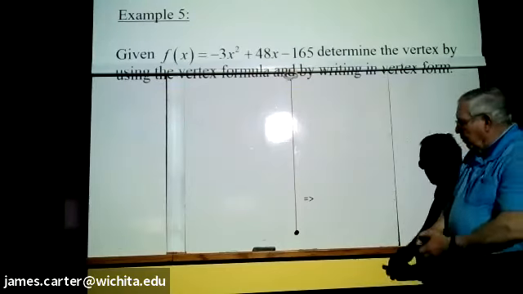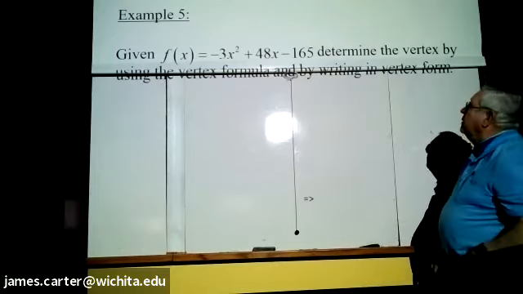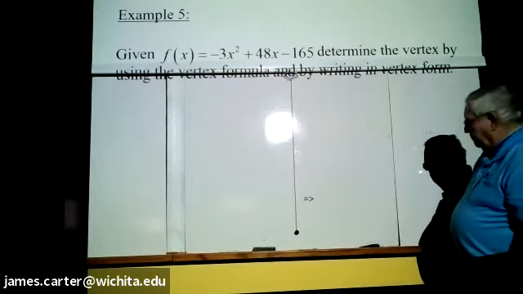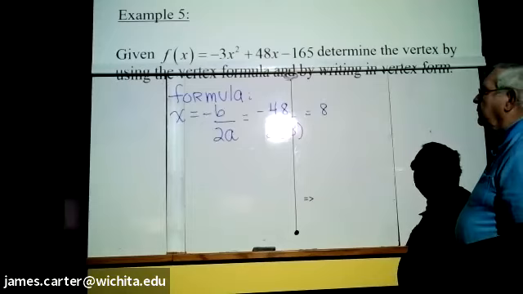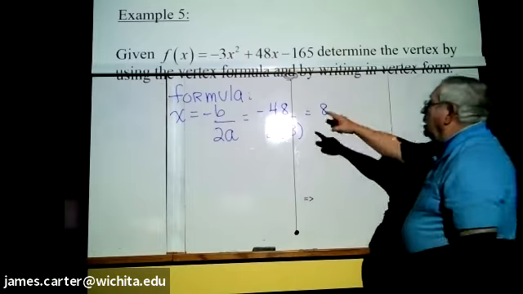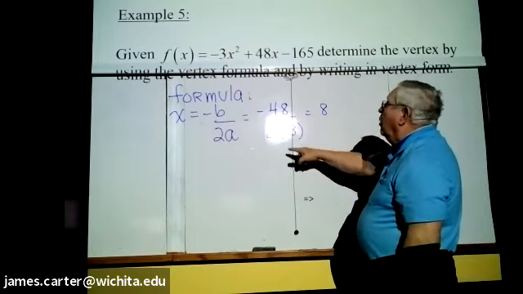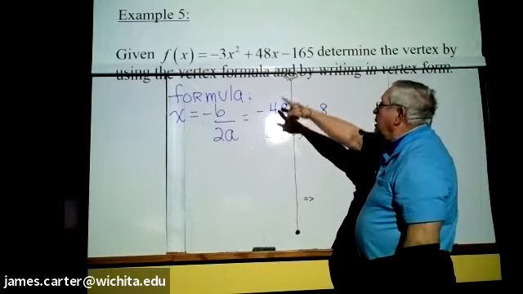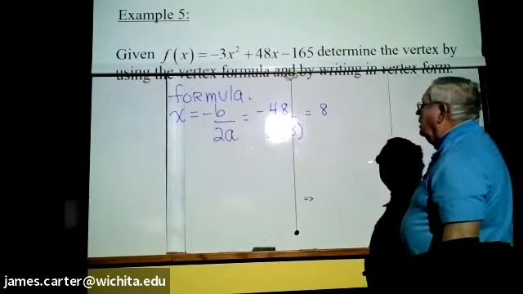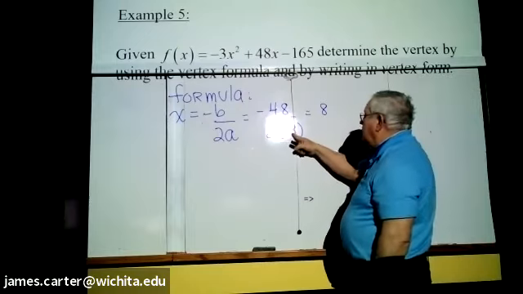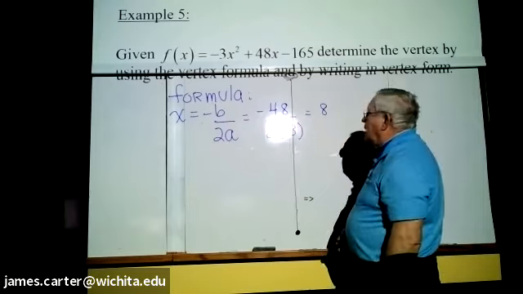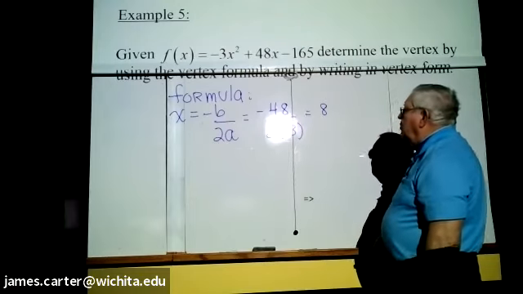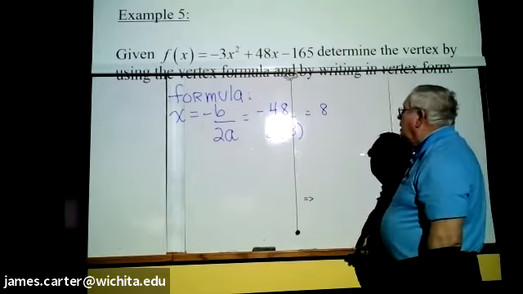Now let's go to a real problem so we can see what this is talking about. Determine the vertex. Here's our negative b over 2a. So we've got negative 48 over 2 times negative 3, because a is negative 3. We simplify this. 2 times negative 3 is negative 6. The negatives cancel and you get 8. So the x value of the vertex is 8.